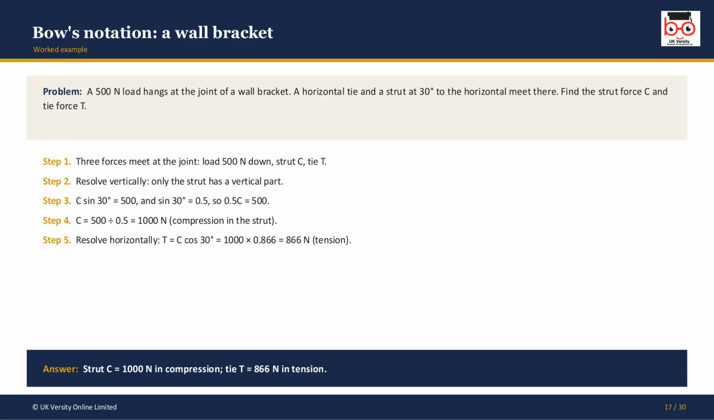Since the sine of 30 degrees is 0.5, that's 0.5C equals 500, giving C equals 1,000 newtons in compression. Then resolving horizontally, the tie force is C times the cosine of 30 degrees, which is 1,000 times 0.866, about 866 newtons in tension.